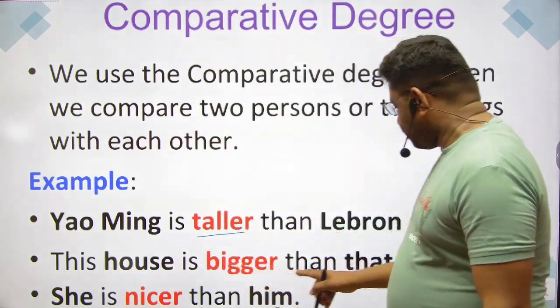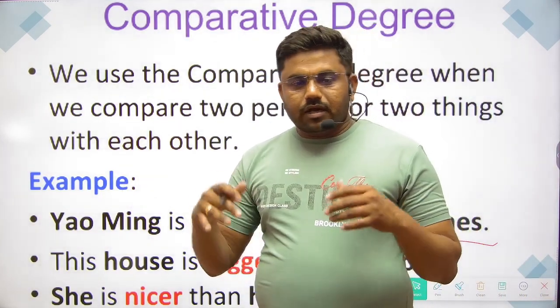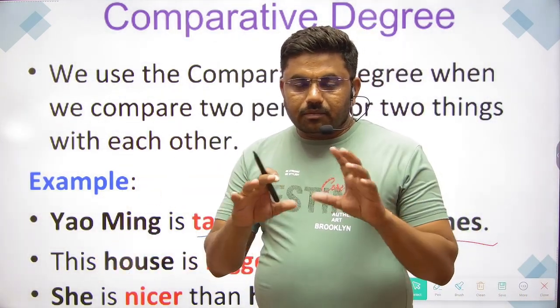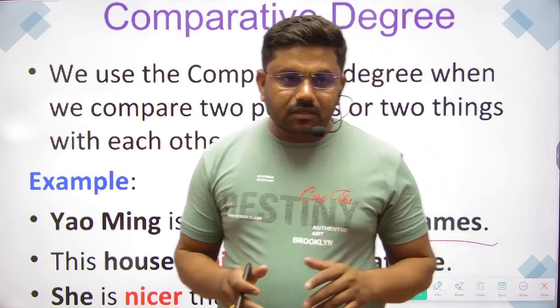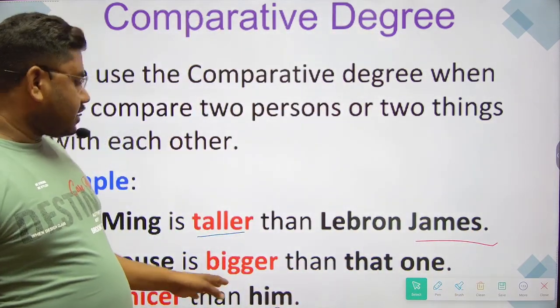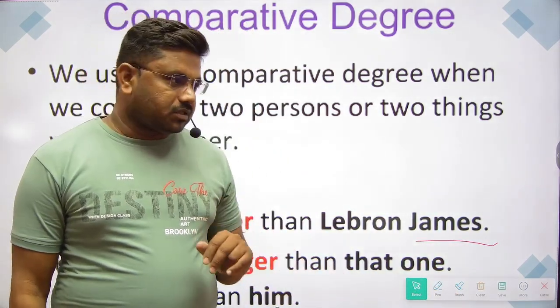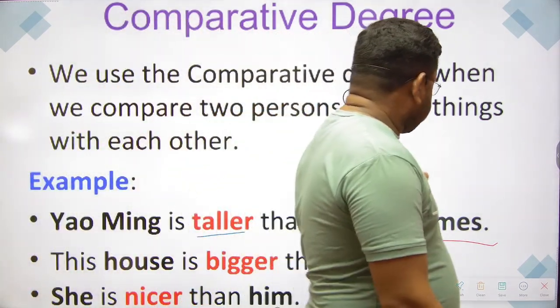This house is bigger than that one, which means one house is there and another house is there, and the comparison is shown between them. And the next one, she is nicer than him, means here is also a comparison, and both persons are there.